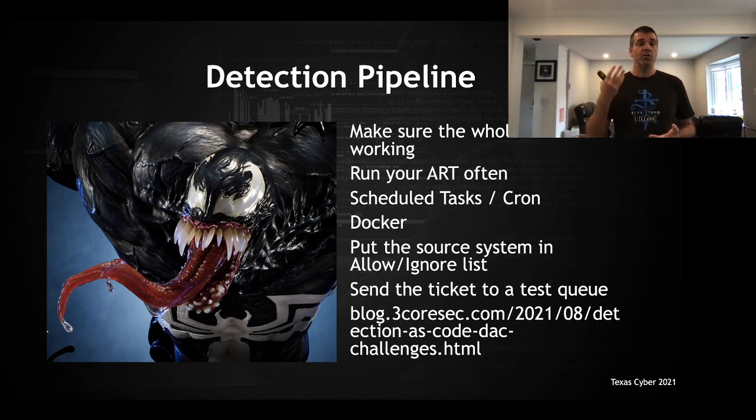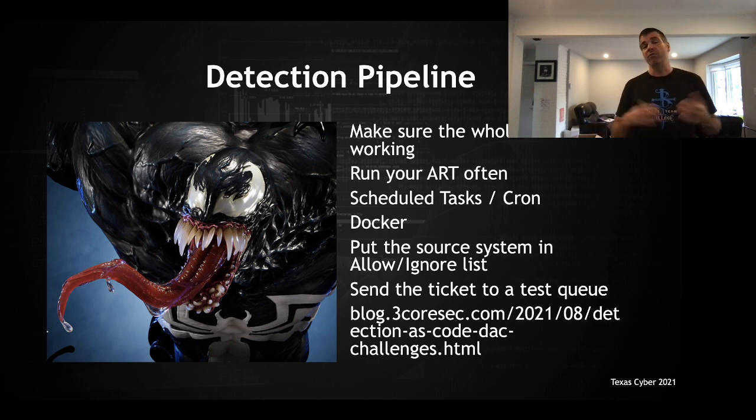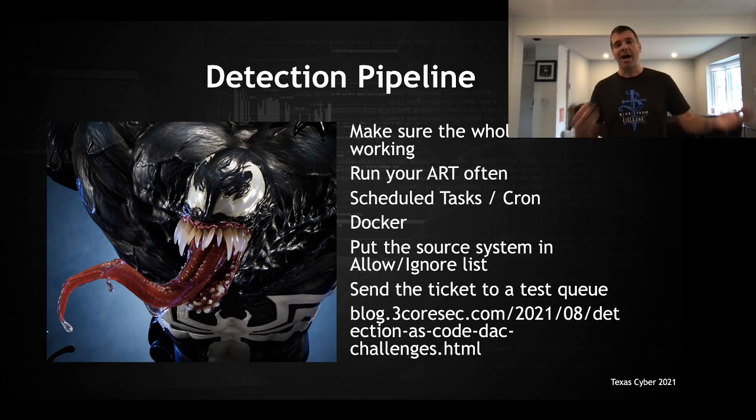You need to put that source system into an allow or ignore list because you don't want to flood your analyst with alerts every day. If you start running this every hour to test your pipeline, it's going to be crazy if you have like 40, 50, hundreds of detections that you're testing every day, or even worse, every hour. Your analyst will hate you.